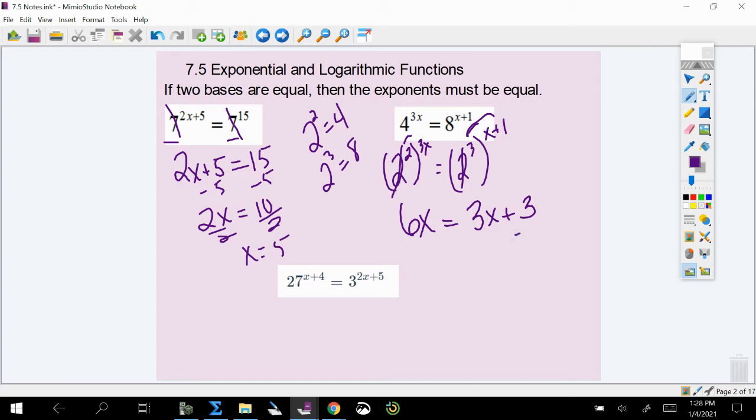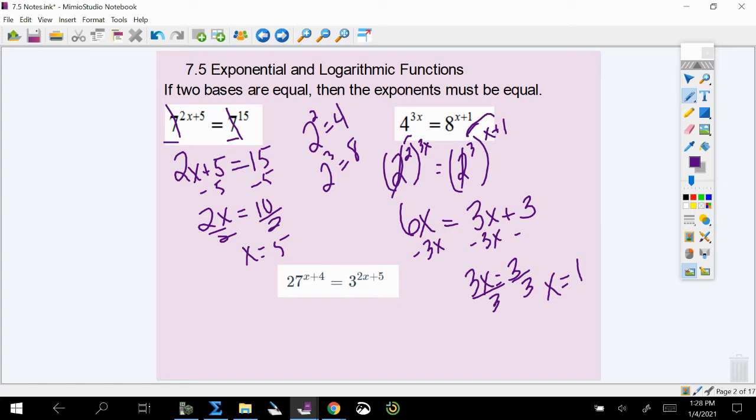So then I subtract 3x. So I get 3x equals 3, and then divide both sides by 3 to get 1. And you can check any answer in this entire topic today by just taking that x value and plugging it back into the original equation.